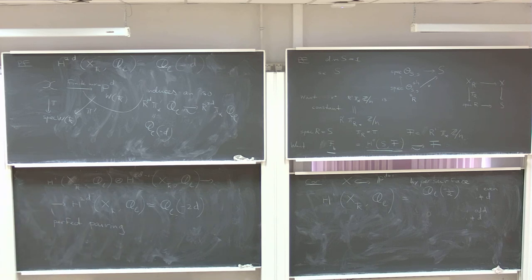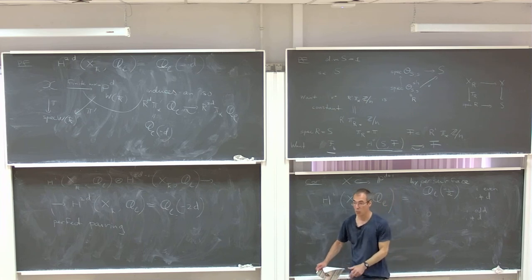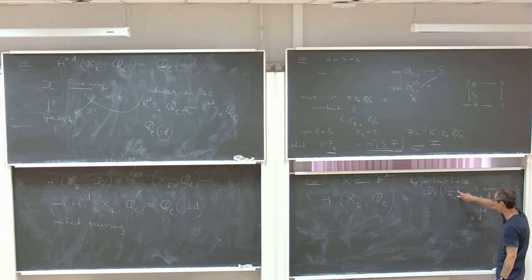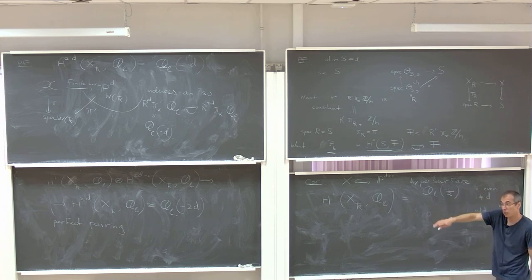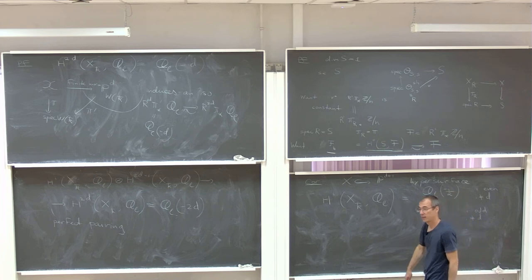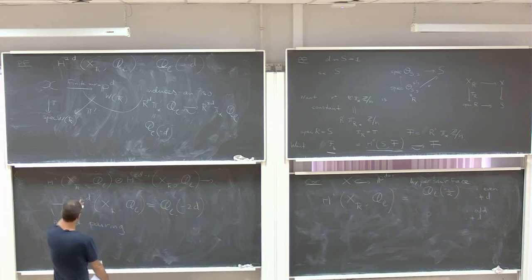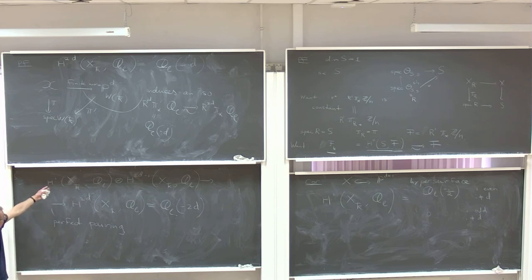So in particular, we complete the proof of this. From the weak Lefschetz, we know half of the assertion, for i less than D, and for i greater than D, we know it from the Poincaré duality. And why is it a perfect pairing? Because the map is defined in family.